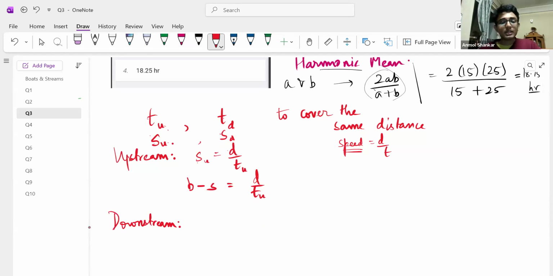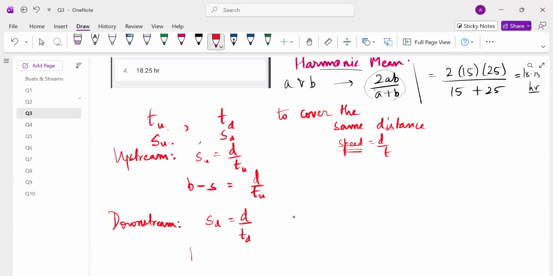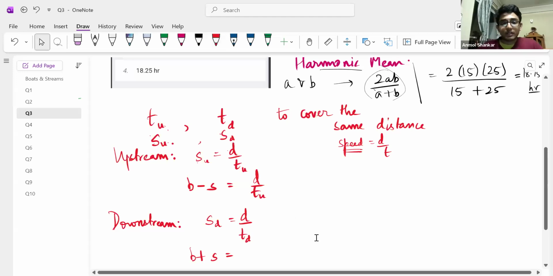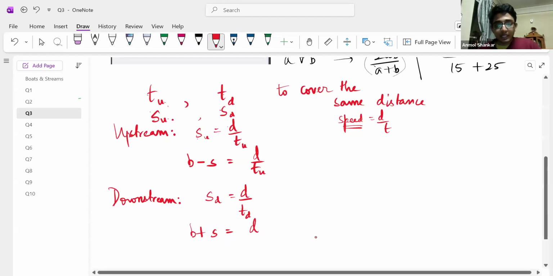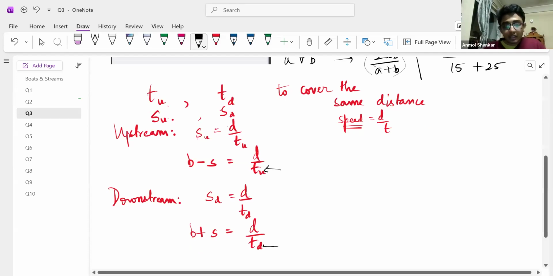Downstreamல வந்து what is the speed சொல்லுங்க, if anybody is active. Speed என்ன வரும் in case of downstream? B plus S, sir. B plus S, right? எல்லாருக்கும் தெரிஞ்சது, I just wanted to involve. Yes, so B plus S is equal to D by downstream time. இப்போ இந்த quantity questionல கொடுத்திருக்காங்க, இந்த quantity-யும் questionல கொடுத்திருக்காங்க. We want to find the value of B.